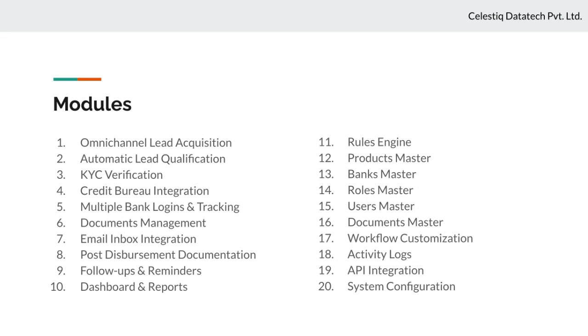Then we have a secure documents management system wherein whatever files are submitted by the loan applicants can be securely stored and accessed through the document management system. We have an email inbox integration wherein the incoming emails from clients can directly be mapped to the respective loan application. So, for example, someone sends in their Aadhaar card via email, the system will automatically detect which loan application to map this Aadhaar card to, and you won't have to separately download the Aadhaar card and upload it within the system. The Celestiq LOS will do it for you.